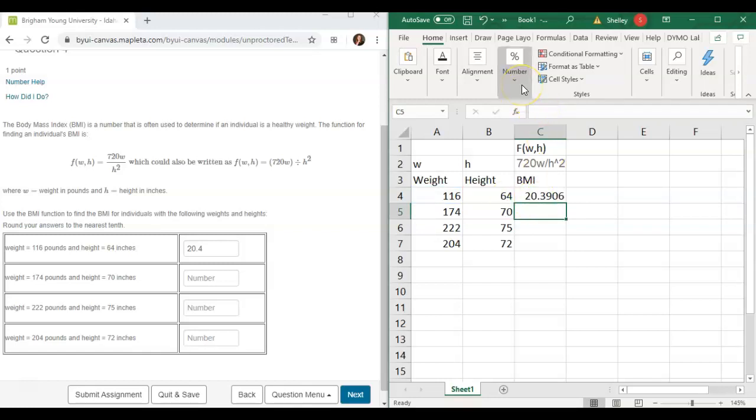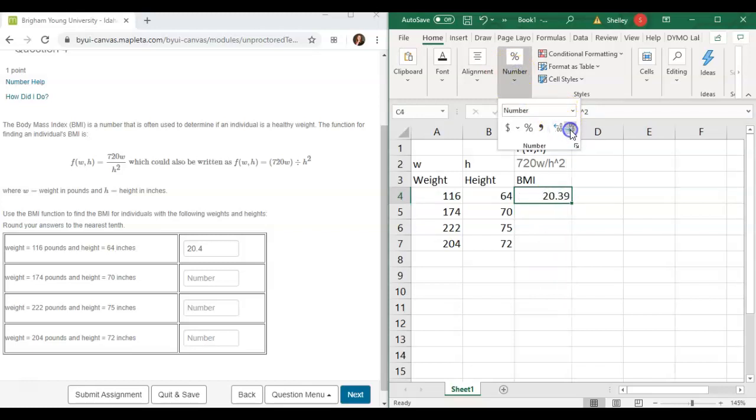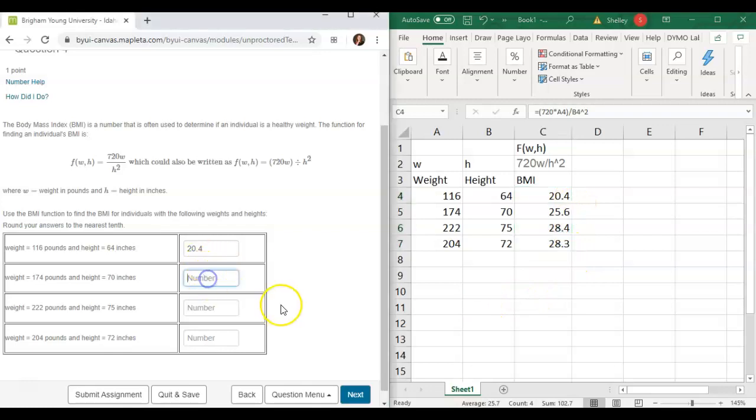Now if I didn't want to have to remember to round that, we can change the format up here to see less or more of the decimal. And since we're rounding to the nearest tenth, it can even round for us, which is really fast too. And double clicking will fill in the rest of our chart just in this corner, or you can click and drag if you would rather. And that is done. 25.6, so fast. 28.4 and 28.3.